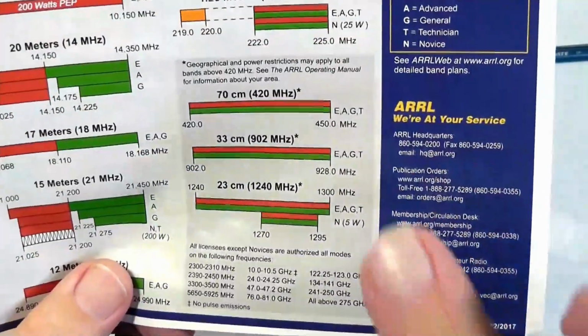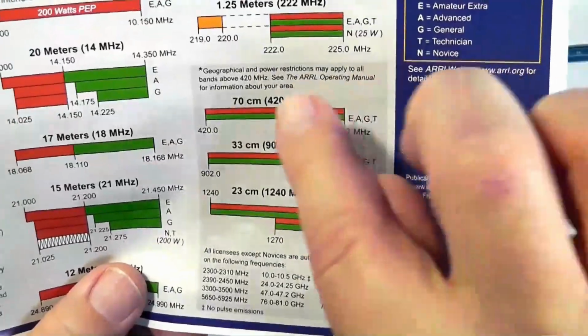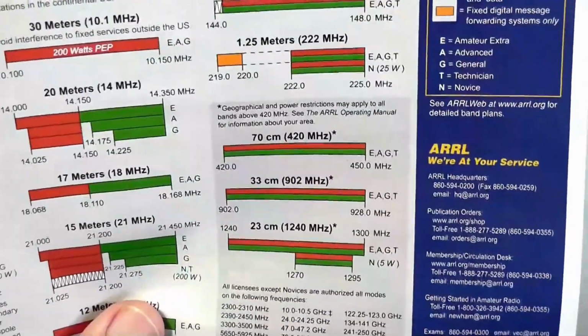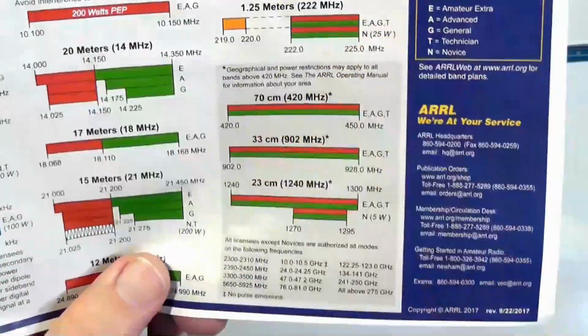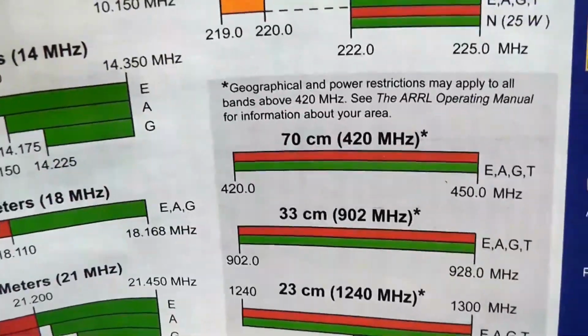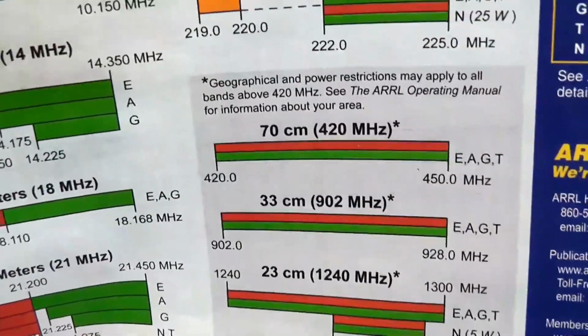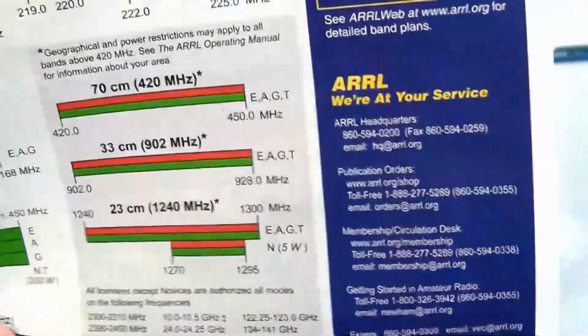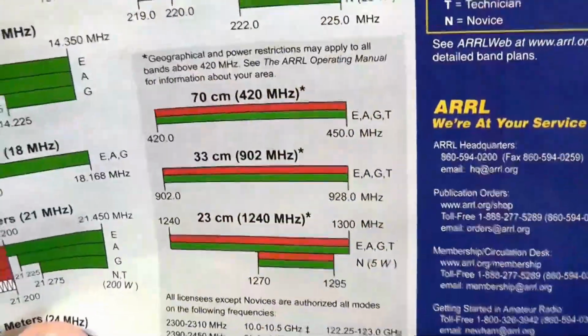One other thing I'm going to mention about the 70 centimeter band is that there is a geographic restriction on the 420 through 430: if you're within a certain number of miles of the Canadian border, you cannot use those frequencies. And it doesn't matter because most of the stuff on 70 centimeters is up higher in the band. So that gives you a nice little picture of the band privileges.